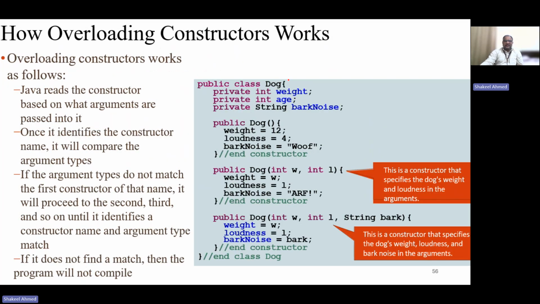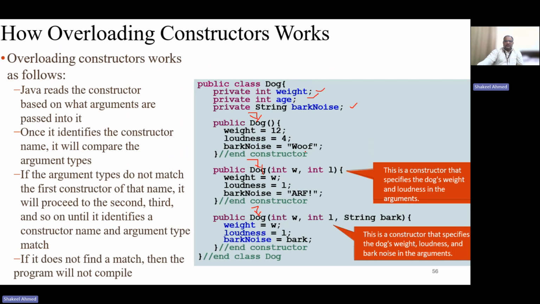You can see here an example. Public class Dog, you have weight, age, and bark, and you have three different constructors here: one with no arguments, the second with two arguments, and the third with three arguments. Depending on what you want to call, weight, loudness, and bark, here you are calling with two, and here with three. This is a constructor that specifies the dog's weight, loudness, and bark noise. This is a constructor that specifies the dog's weight and loudness in the arguments.